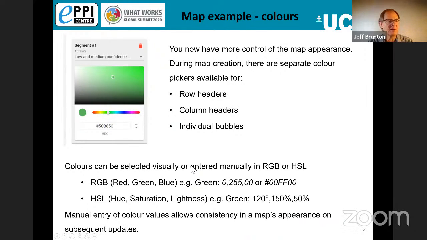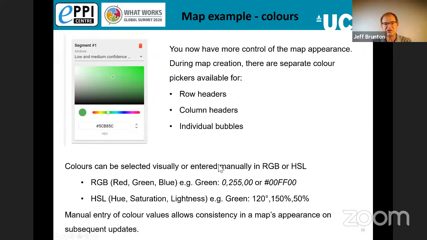I'm going to mention a little bit about the colors of the map. When you set up the map, you have a lot of control over what the map looks like. There are color pickers for all the different things: the row headers, the column headers, the individual bubbles themselves. So you can make this appear however you want. There are default colors that come up automatically, but you have full control of changing those.